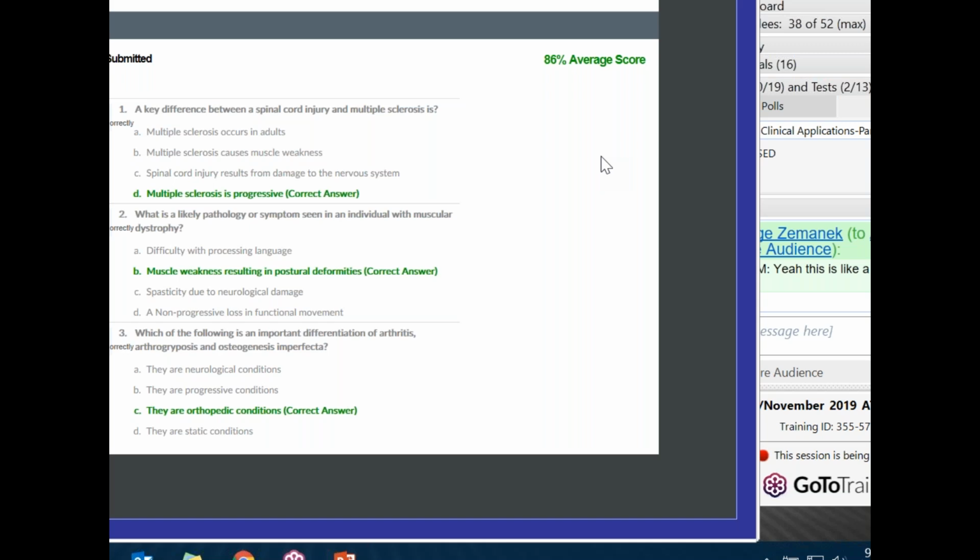Multiple sclerosis is progressive. Yes. Progressive is the key difference. So go back and ask what the question is. The question is, what's the difference between a spinal cord injury and multiple sclerosis? Because a spinal cord injury can also occur in adults, and a spinal cord injury can also have weakness, but a spinal cord injury is not progressive.